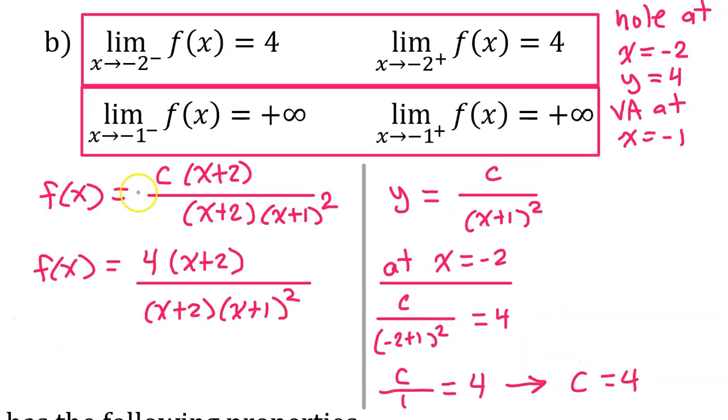Substituting 4 in for c, we get this expression for f of x. Think about the sign of f of x as x approaches negative 1 from the left and from the right. We would cancel out the x plus 2's. 4 is positive, so that just leaves the x plus 1 squared. Because this is squared, it's going to be positive from the left and from the right of negative 1. So everything's going to be positive no matter what. Positive infinity on both sides. So this is the answer.